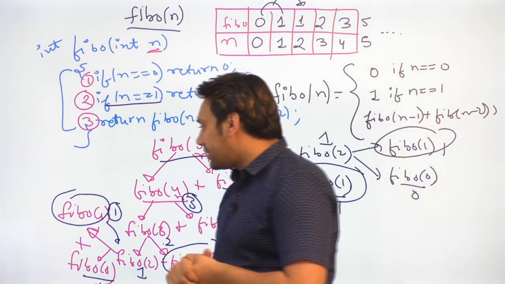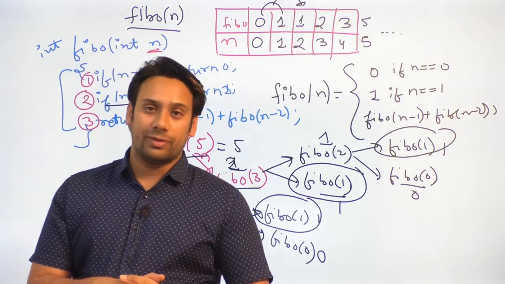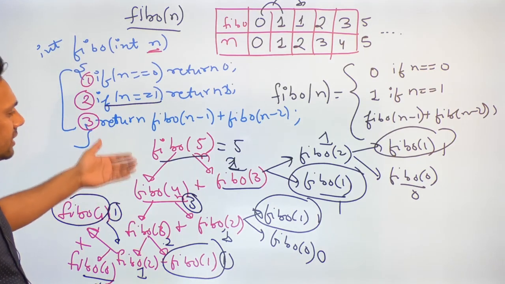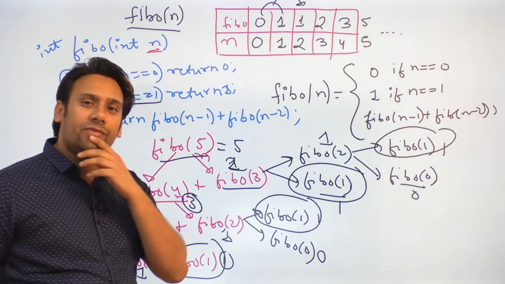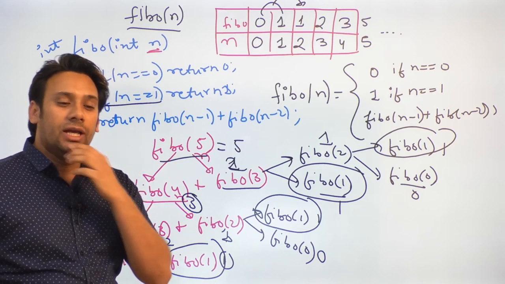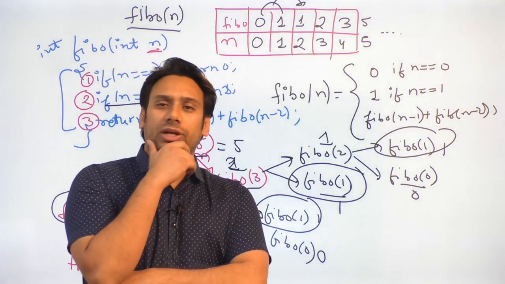So what I can do here is, I can try and optimize this function. मैं इस function को optimize कर सकता हूँ. So I can say, let us do one thing. If I've already evaluated some values, then why can't I store them? अगर कुछ values को मैं already evaluate कर चुका हूँ, क्या मैं उस value को store कर सकता हूँ?